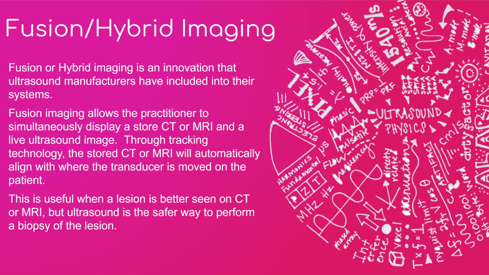Because remember, we have to have different impedances. We have to have that change so that an echo is created to see these lesions. And if it's the same material, or the same impedance, then we're not going to get those echoes returned. So sometimes CT and MR can see lesions much better than ultrasound can, but ultrasound is a much safer and easier way to perform biopsies. So we use this fusion hybrid imaging to track where we are in the patient and the imported CT or MRI, and that helps us guide to where the lesion is.